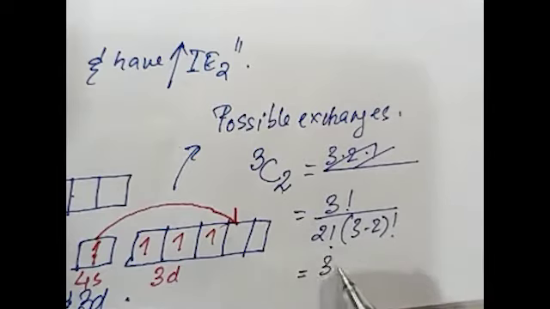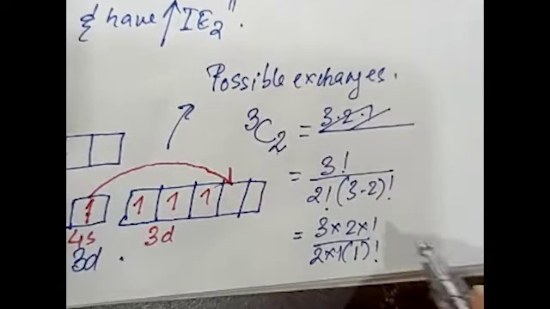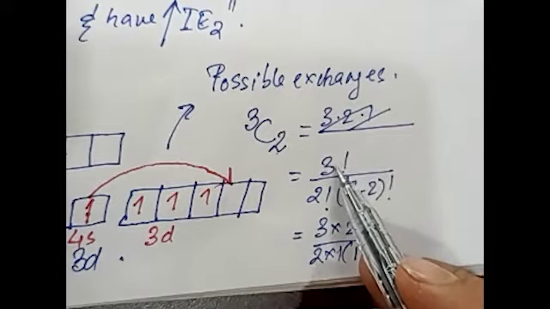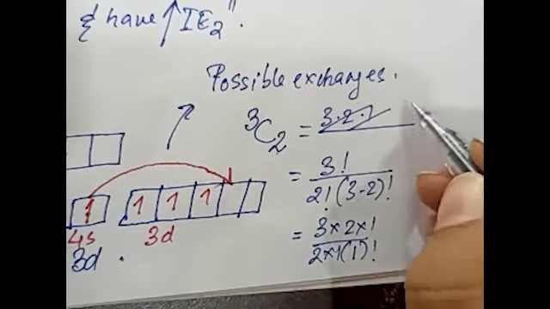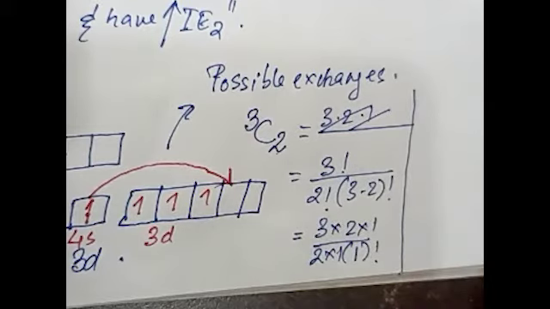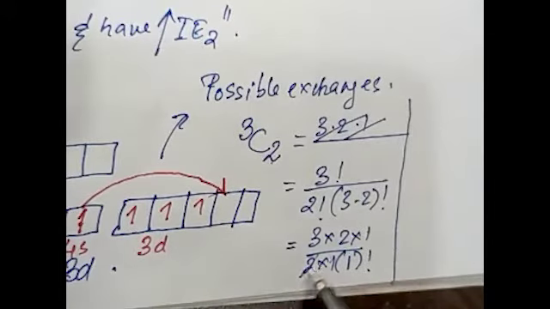So it becomes 3 into 2 into 1, divided by 2 into 1, and 3 minus 2 is 1 factorial. Writing a factorial means you multiply that number with the numbers below it. For example, 4 factorial is 4 into 3 into 2 into 1. So when we do the calculation, we'll see that 2 and 2 get cancelled.